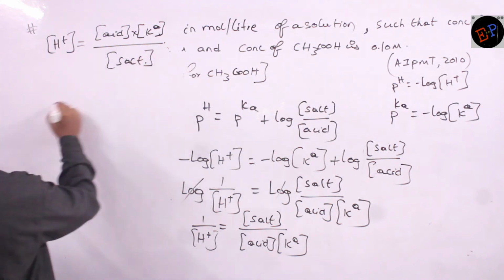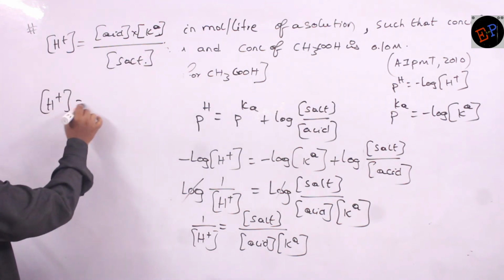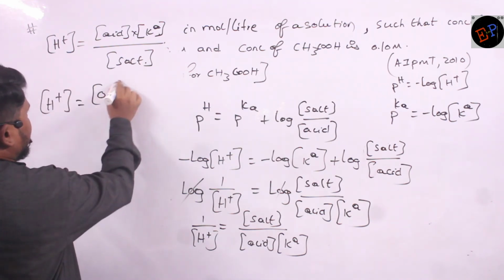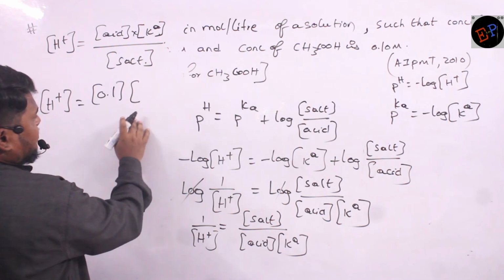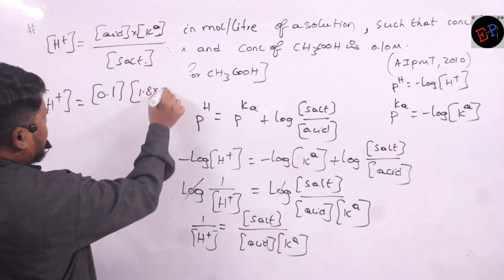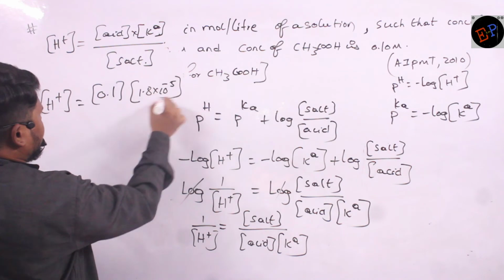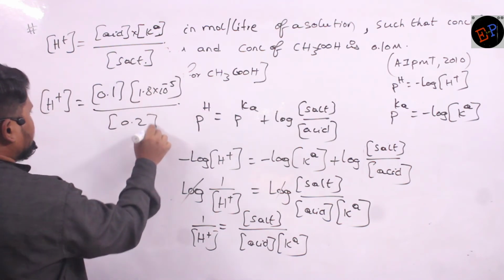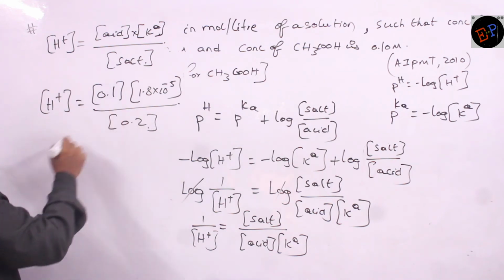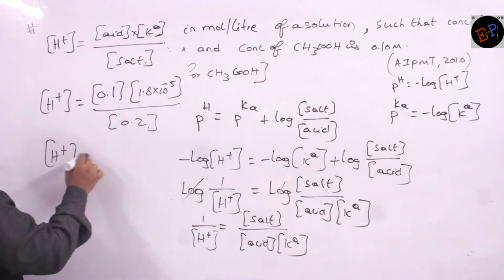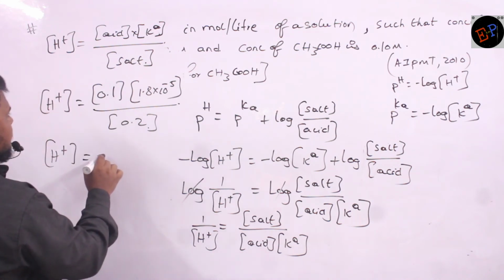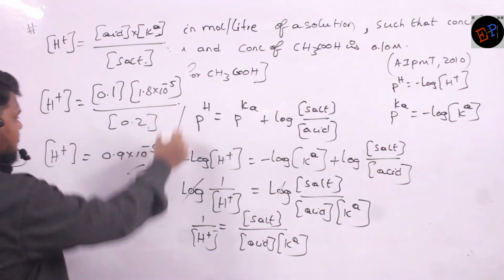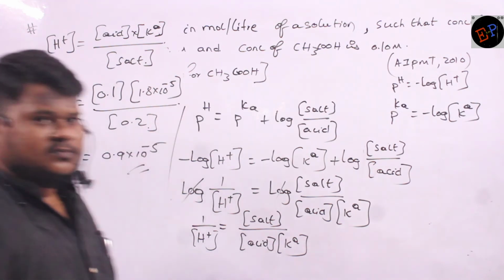So, what is the concentration of acid given now? 0.1. Ka value? 1.8 into 10 power minus 5, divided by salt? 0.2. That's all. So therefore 1 by 2, so therefore 0.9 into 10 power minus 5. This is my answer. Okay. Understood?